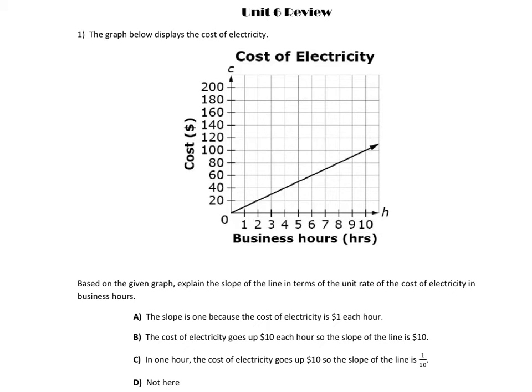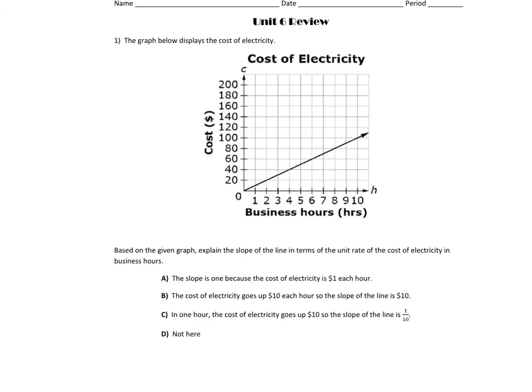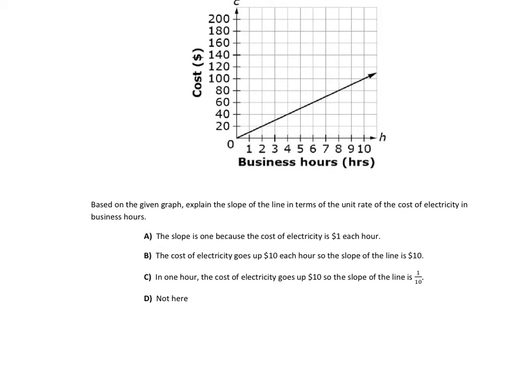Okay, Unit 6 review. It says the graph below displays the cost of electricity. Based on the graph, explain the slope of the line in terms of the unit rate of the cost of electricity for business hours. Okay, guys, important words: unit rate, slope of the line. Okay, so slope of the line says rise over run.